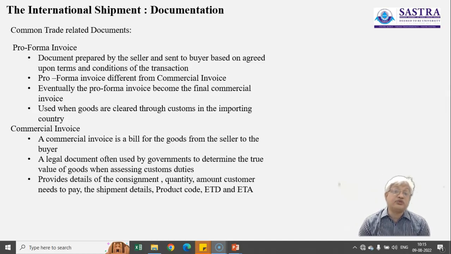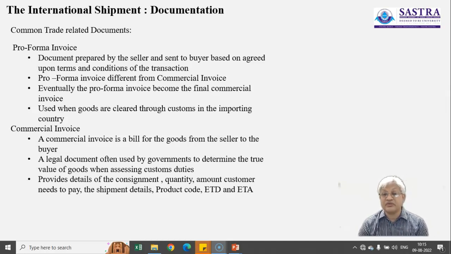The likelihood of when the goods will reach the destination, that is the customer's port, whether it's an airport or a seaport, is also given. In addition, a very important part in a commercial invoice is the mention of a harmonized system code, because every product bears a code, and this code is essential so that the customs of the buyer's country can identify the goods that have been imported and what kind of duty can be levied for that import.